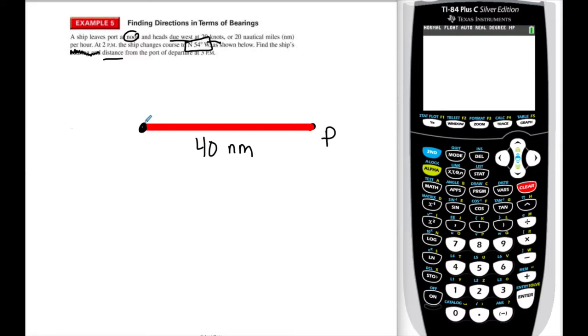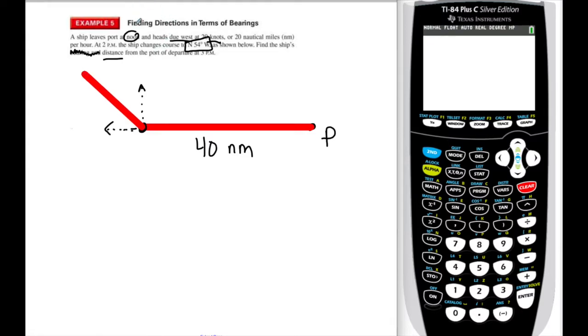But where does it go? So here's what we do. When we change direction, I'm going to put my north here. I'm going to draw it with a dotted line because it's not part of the triangle I'm going to create, but it's good for reference. Okay? We know that this is west because we're going due west, right? So that's my west. And so I'm going to go 54 degrees west of north. So the effect of that is that I'm going to go in this manner right here.